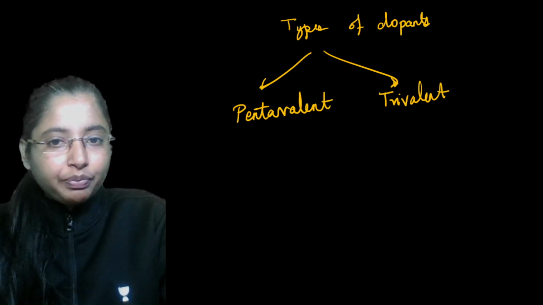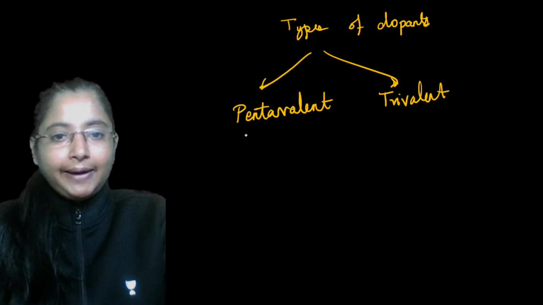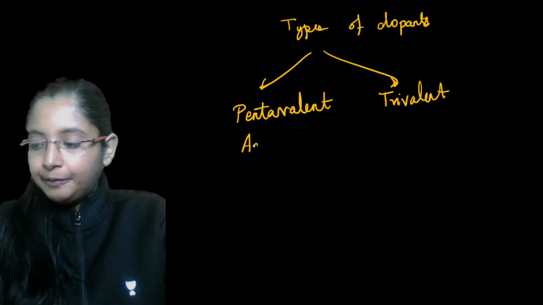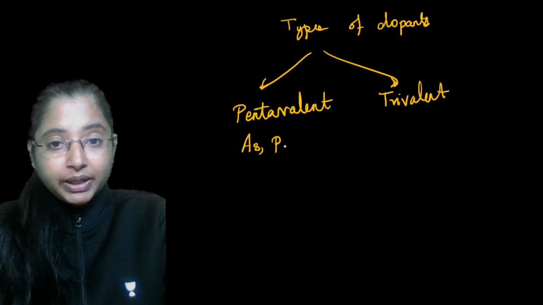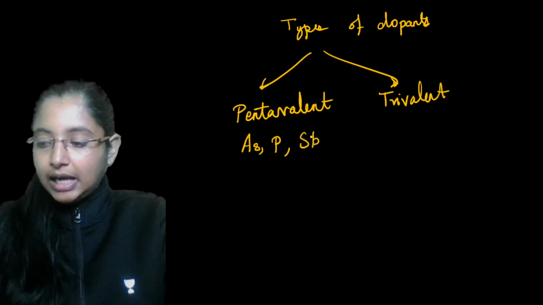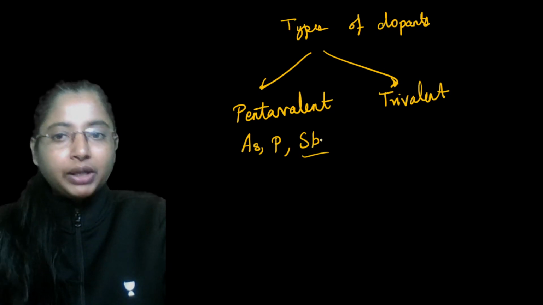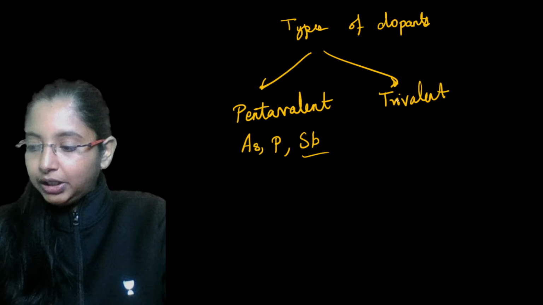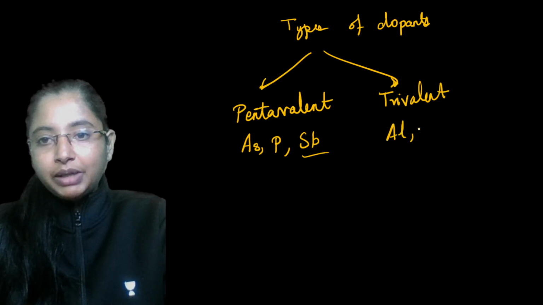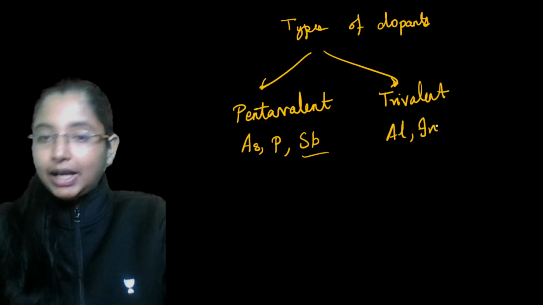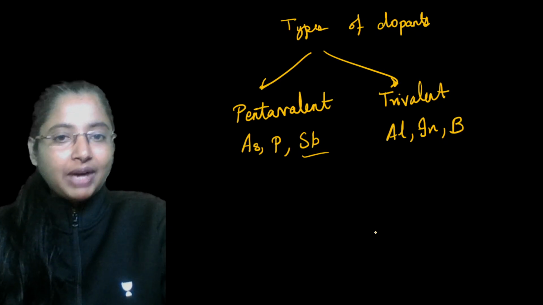What are the examples of a pentavalent dopant? Very simple. Arsenic is a pentavalent dopant. Phosphorus, or sorry, antimony, all of these are pentavalent dopants. What is a trivalent dopant? Aluminium, indium, right? Aluminium and indium, all of these are trivalent dopants. Also boron, these are trivalent dopants.